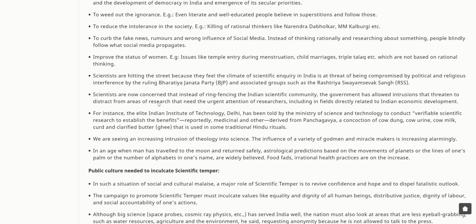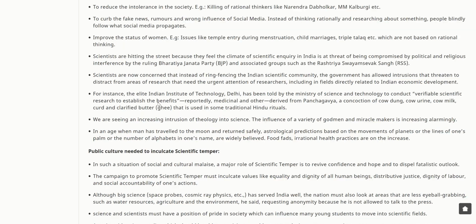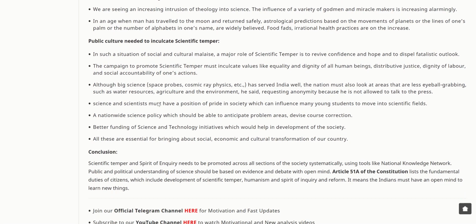We are seeing an increasing intrusion of theology into science. The influence of a variety of godmen and miracle makers is increasingly alarming. So, in an age when man has traveled to the moon and returned safely, astrological predictions based on the movements of planets, or the lines of one's palm, or the number of alphabets in one's name are widely believed. Food fads and irrational health practices are on the increase.